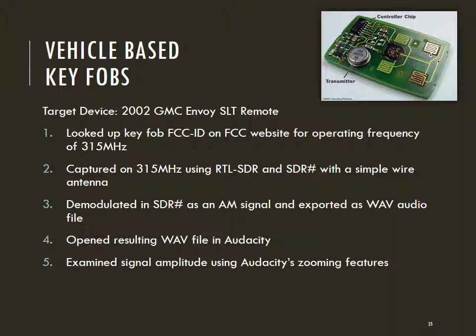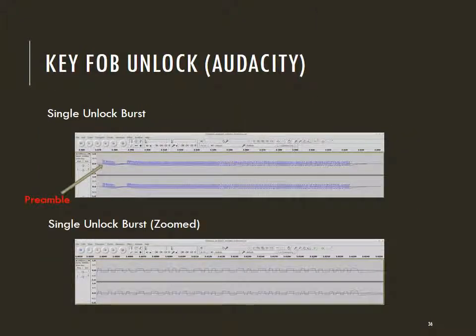This was demodulated in SDR Sharp as an amplitude modulated signal and then exported as a simple wave audio file. This resulting wave file was opened in the Audacity audio program, and there we could examine signal amplitude shifts using its zooming features. Here we can see a view of the GMC Envoy's key fob signal when the unlock button is pressed. This burst is actually transmitted twice on every key press.